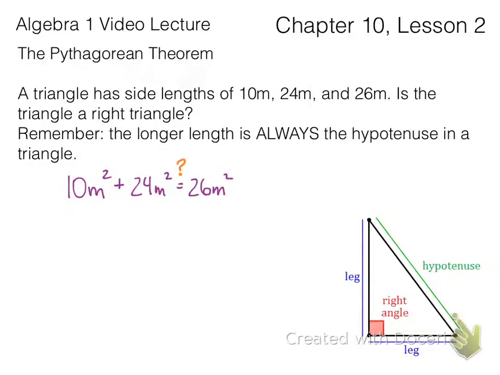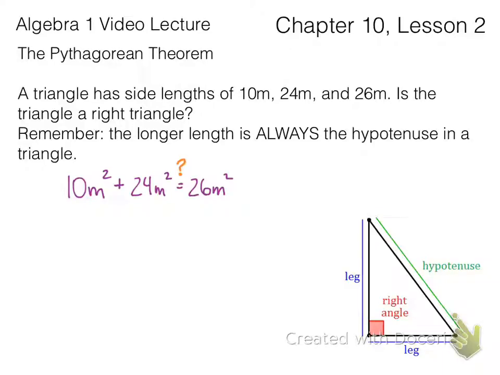A triangle has a length of 10 meters, 24 meters, and 26 meters. We don't know if it's a right triangle yet because we haven't done the math. Is the triangle a right triangle? And just remember, the longer length is always the hypotenuse, and the converse of the Pythagorean theorem is always true.